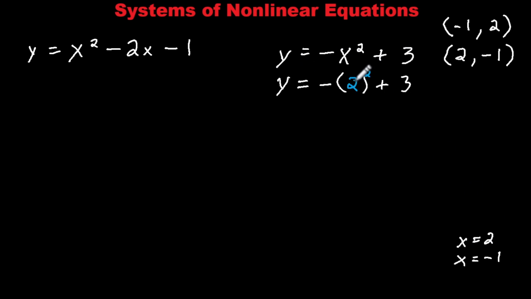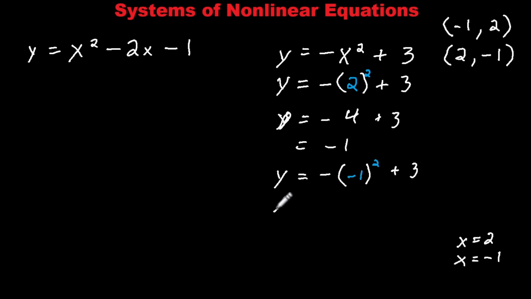So now that the substitution is done, I have y equals minus, and 2 squared is 4, plus 3. So minus 4 plus 3 is minus 1. So when I substitute in a 2, I get a minus 1. Now we'll try the same thing, substituting minus 1 for x. So this time I have y equals, I bring down the minus, minus 1 squared is just a 1, and then I have plus 3, and then minus 1 plus 3, y equals 2. So when x is minus 1, y equals 2.